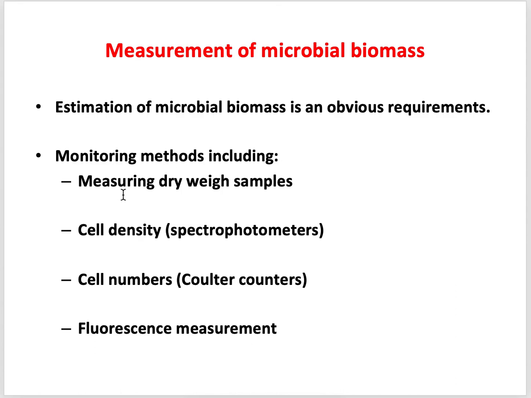One way is by measuring dry weight samples, that means the dry weight of the samples, or by electrophotometers. By electrophotometers, cell density is measured, and from that we can gauge the amount or number of biomass. Or we can directly count the cell numbers by using Coulter counters, or fluorescence measurement can also be used to measure microbial biomass. That's all for this part.